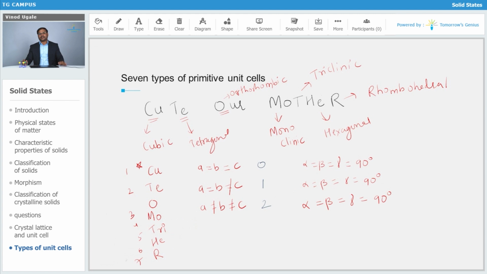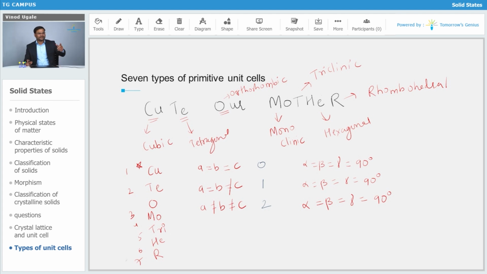So the first 3 systems, "cute O": cubic, tetragonal, orthorhombic, all angles are 90 degree. That's very easy. Parameters, 0 unequal sign, 1 unequal sign, 2 unequal signs, means all sides equal, 2 sides equal, all 3 are unequal. So that's how you are going to memorize this thing.